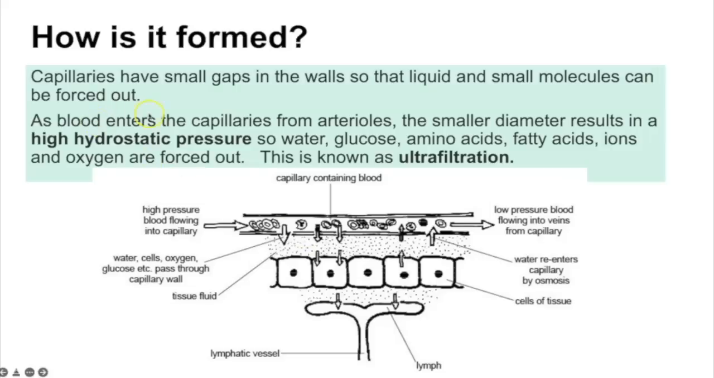And as the blood enters the capillaries from the arterioles, the smaller diameter results in a very, very high hydrostatic pressure of the blood. And because we have this high hydrostatic pressure and tiny gaps between the cells that make up the capillary walls, water and small molecules are forced out. So glucose, amino acids, fatty acids, ions, oxygen are all forced out of the capillary to the surrounding cells. And that is called ultrafiltration.